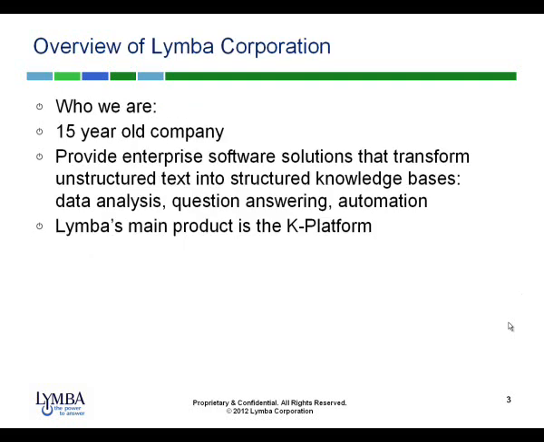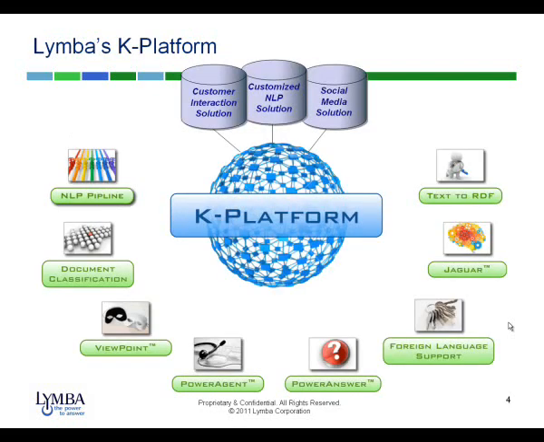So who are we? We are a natural language processing company that has been in business for more than 15 years. We provide software solutions that take unstructured text and transform it into structured knowledge. And this can then be used for any data analysis, question answering, and automation, as we'll see with PowerAgent. Our main product is the K platform, where K stands for knowledge. And what we see here are all of the products that are supported by the K platform.